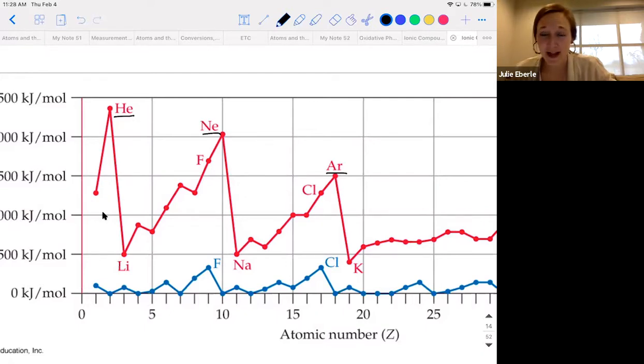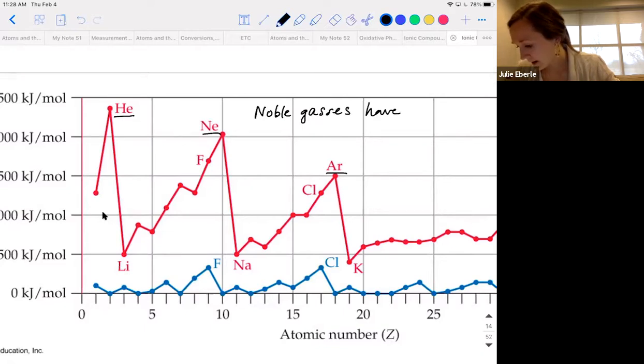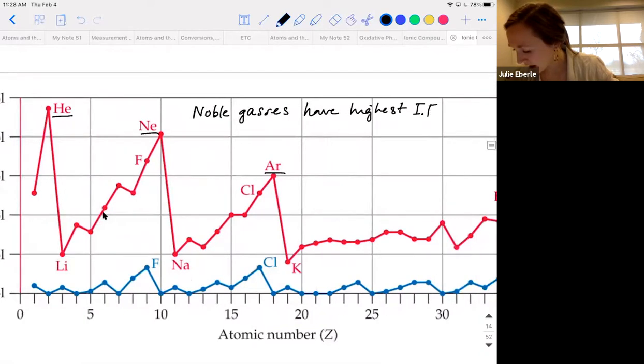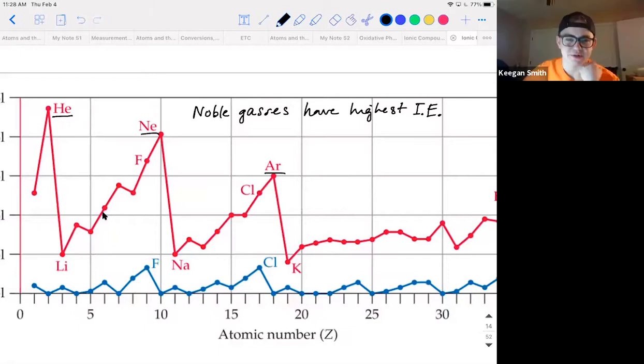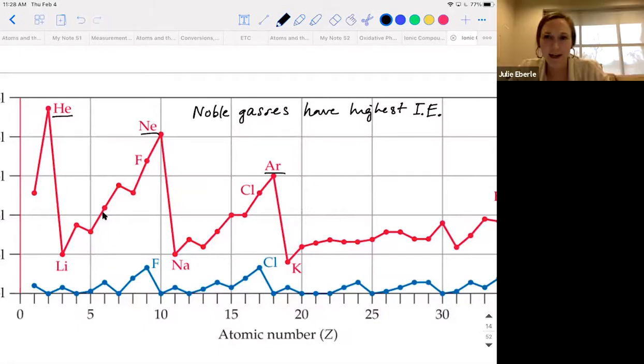So the noble gases have the highest ionization energies. Okay, why? Can anybody think of why? Because they don't like to react with anything. Yeah, they don't want to give away an electron. Why don't they want to give away an electron? Thank you, Kai. They already have 8. Okay, they're where they want to be already.